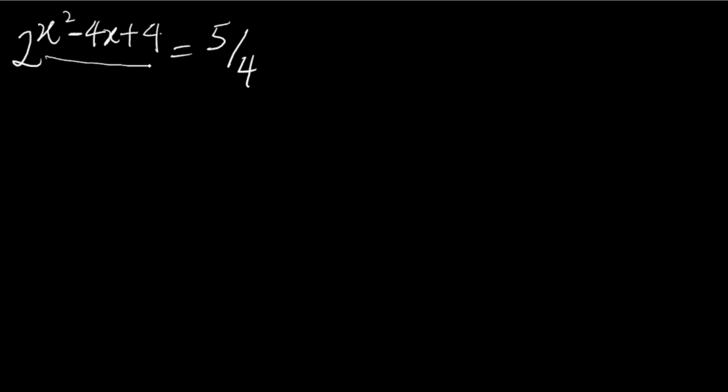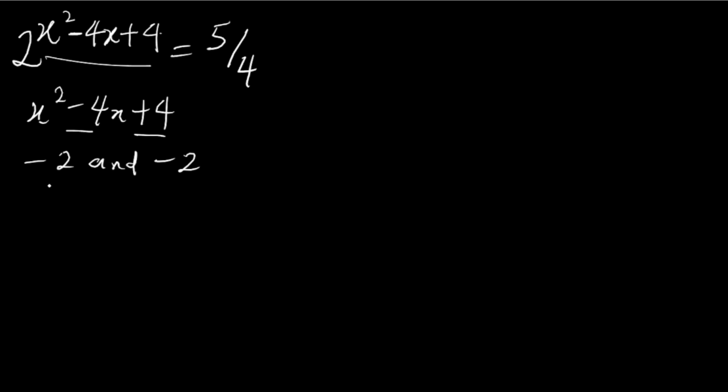That is the x squared minus 4x plus 4, which is a quadratic equation. Now looking at this, we have x squared minus 4x plus 4. The question here is, what are those two values that when you multiply them, you'll have positive 4, and if you add them, you need to have minus 4? The values are minus 2 and minus 2. That is, minus 2 multiplied by minus 2 will give you positive 4, and at the same time, minus 2 added with minus 2 will give you negative 4.